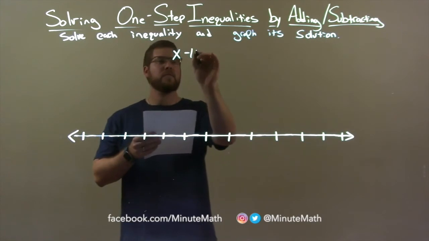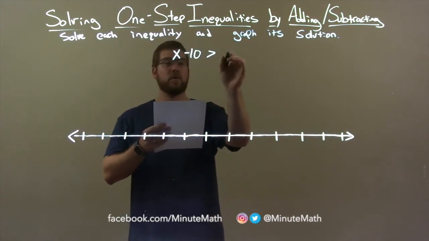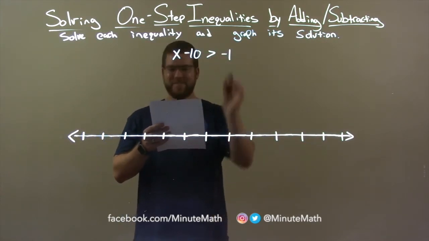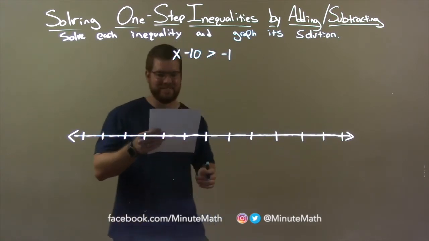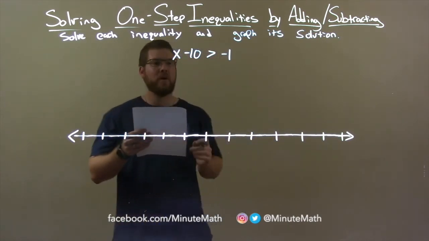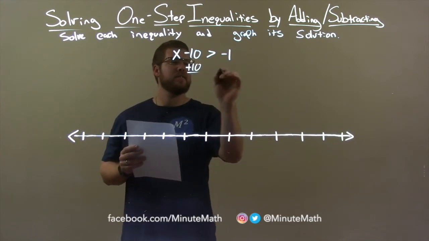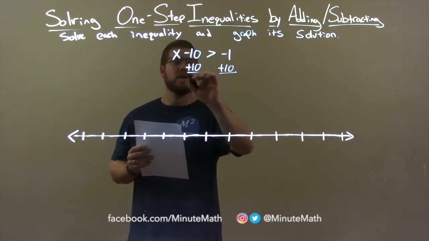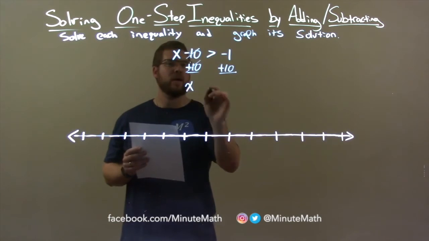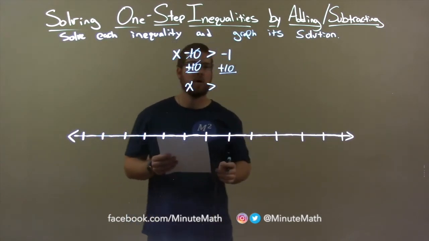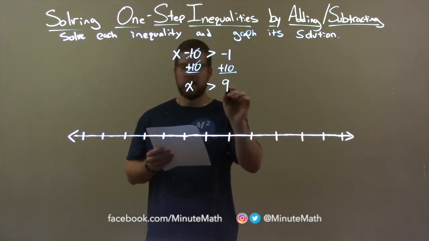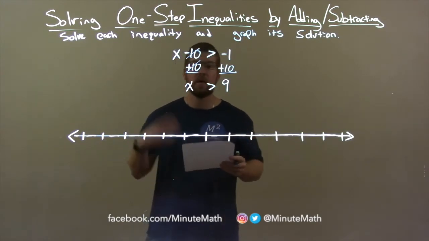x minus 10 is less than, or sorry, greater than negative 1. There we have it, greater than negative 1. All right? Well, I want to get x completely by itself, so I add 10 to both sides. The 10's cancel, and now x is by itself. It's greater than negative 1 plus 10, which is positive 9. So now x is greater than 9, and let's graph it.